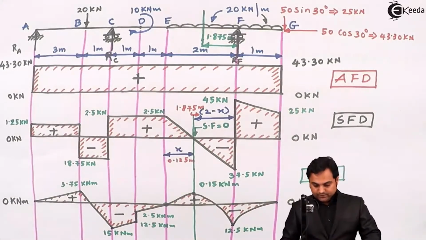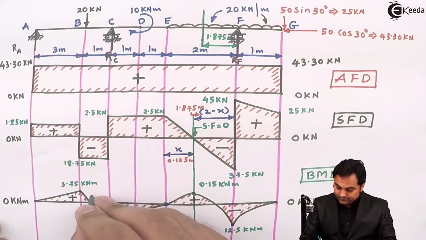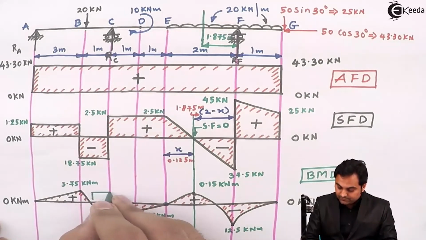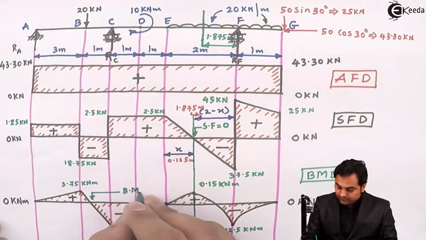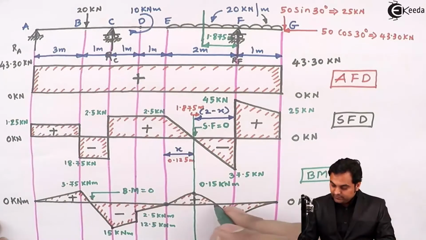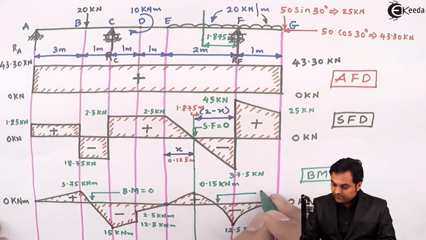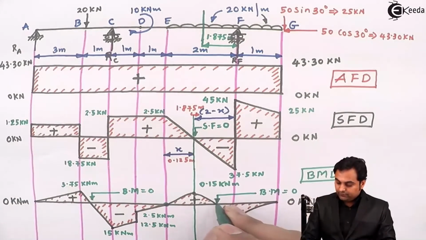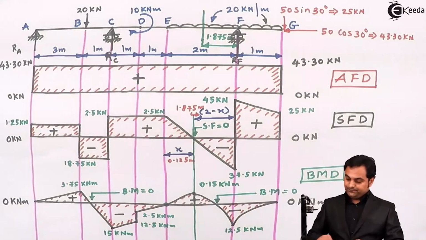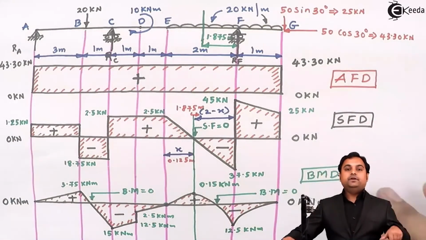And here if we see, there are 2 points at which the bending moment is 0. At this location, BM is equal to 0. And even here at one location, BM value is equal to 0. So these are called points of contraflexure. So here we have drawn the axial force diagram, shear force diagram and bending moment diagram.